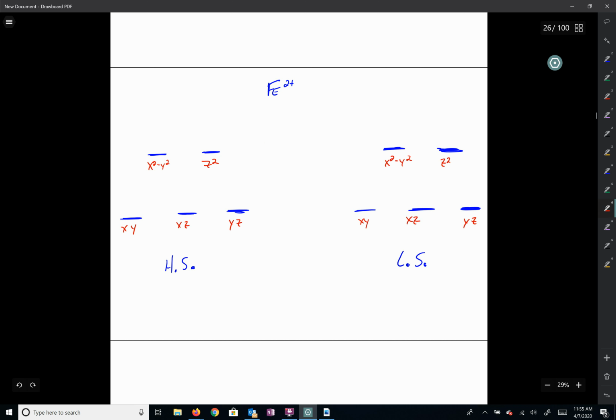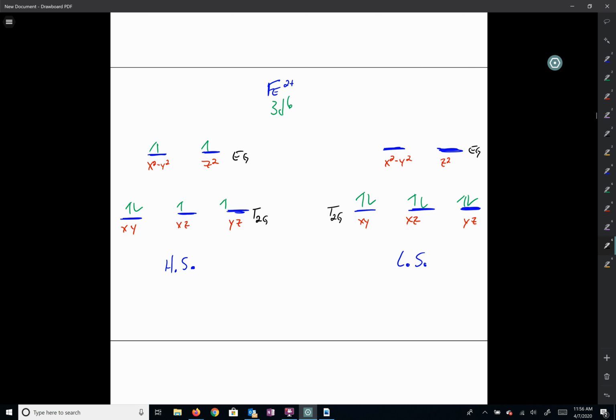So we have 3d6. We'll do this in green. High spin: 1, 2, 3, 4, 5, 6. And versus low spin: 1, 2, 3, 4, 5, 6. Whoops, and I should give these labels. This is our eg, and this is our t2g. Not that it really matters. Okay, cool. So hopefully you came up with something like this. That should explain why the change from high spin to low spin should be able to make the iron fall into the porphyrin center. Good?